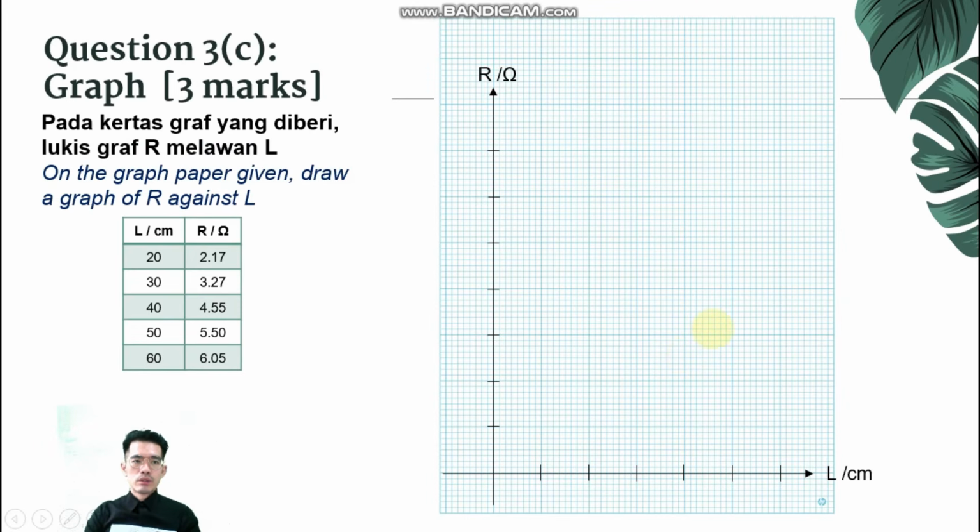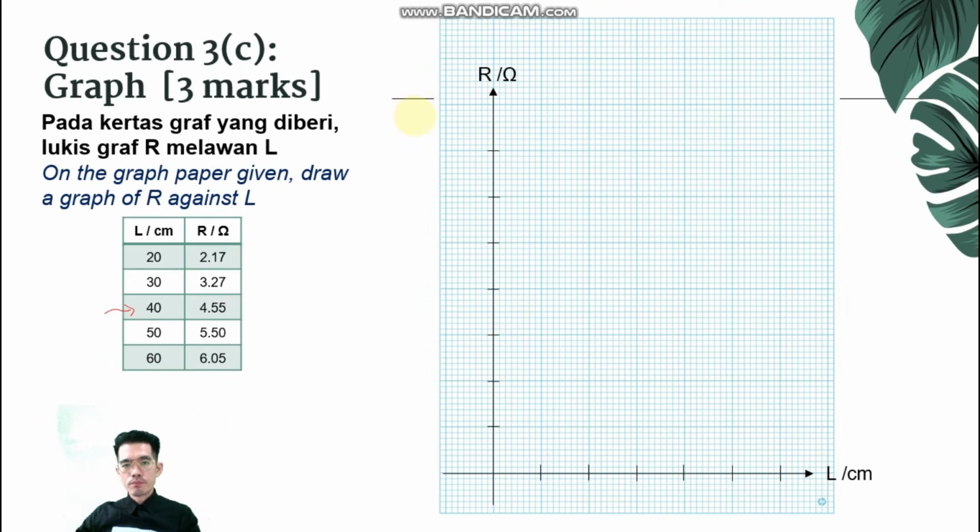Okay, so the next question asks you to plot a graph. On the graph paper given, draw a graph of R against I. The table actually is not provided, and I just bring it from the previous question. What are the important tips you have to take note of here? Actually you have 6 important tips in drawing the graph.